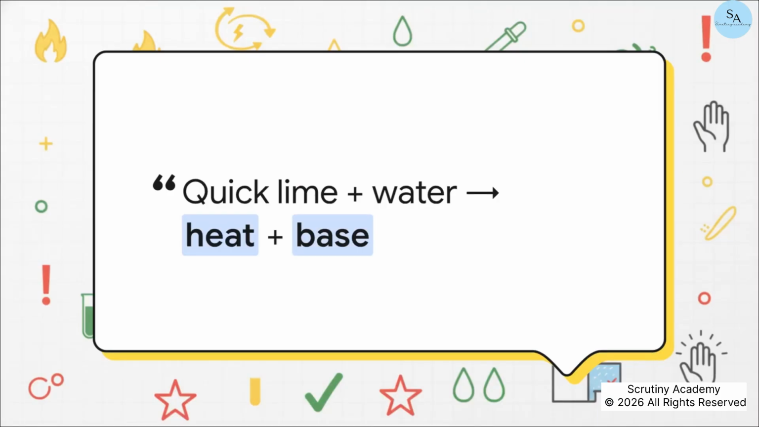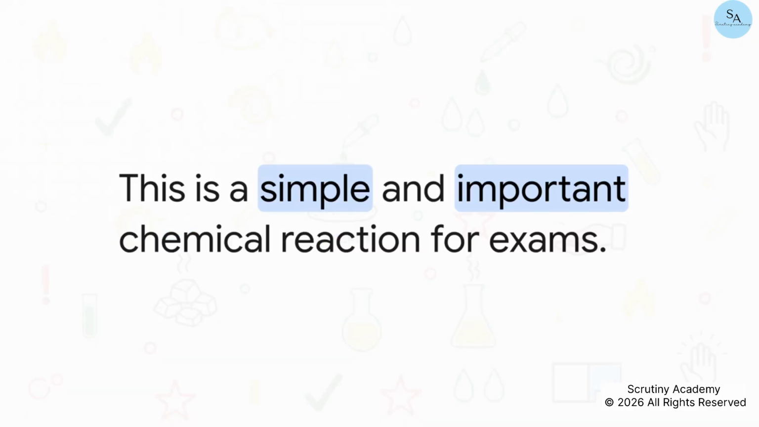Look, if you want a super simple way to remember the whole thing, just learn this one golden line. It has everything you need. Quicklime plus water gives you heat plus a base. Simple, right? It's the perfect summary. And that's it. That's the whole story of the reaction between quicklime and water. It's a very simple reaction, but also a very important one for your exams. Now you know everything you need to answer it perfectly. Keep studying and you'll do great.